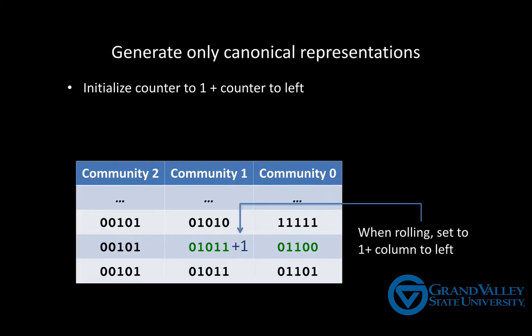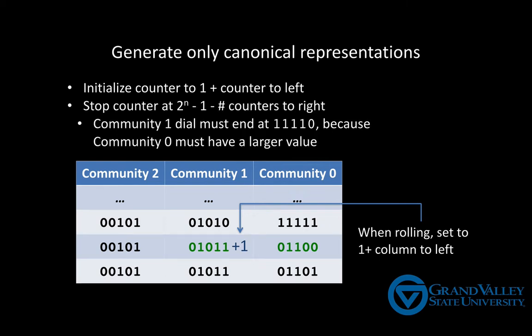To do this, we initialize the counters to 1 more than the counter to the left, thus maintaining the desired increasing property. When we do this, we must also limit the maximum value of each counter. For example, the counter for community 1 must stop at 11110, because if we set it to 11111, there wouldn't be any legal values left for counter 0.